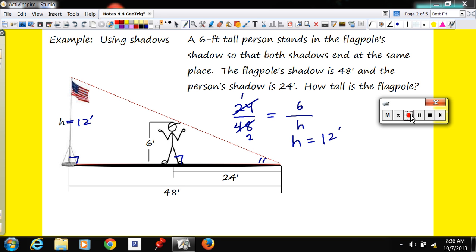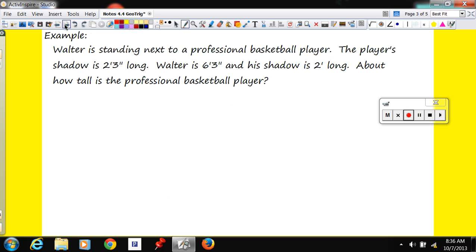All right, let's go to the next example. Walter is standing next to a professional basketball player. The player's shadow is 2 feet 3 inches long. Walter is 6 feet 3 inches and his shadow is 2 feet long. How tall is the professional basketball player? Okay, so we've got our basketball player, right? And we know his shadow is 2 feet 3 inches long.